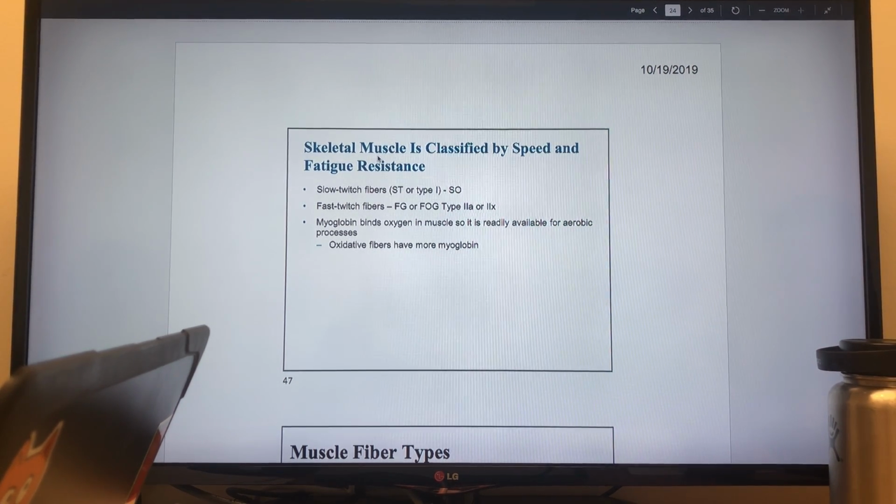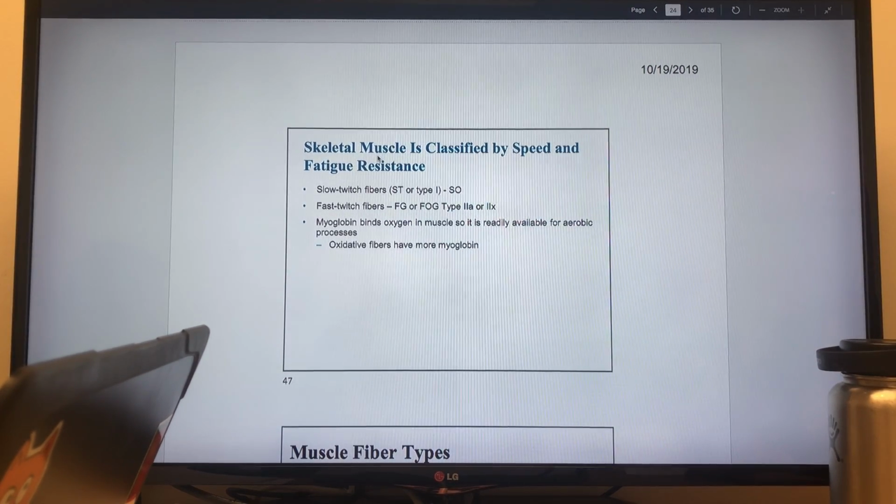Now I'll just do type 2X. I wrote it out of order in my notes, but type 2X is your super fast one. This is your fastest one. It's very limited, right? Very limited time, very limited power. It's super fast, and it doesn't require oxygen.